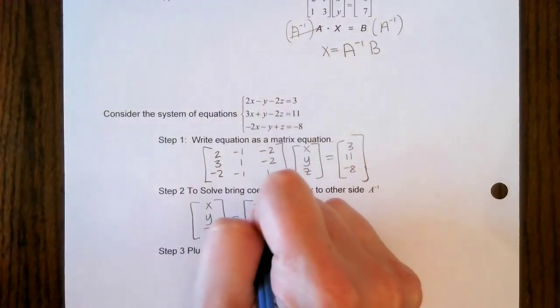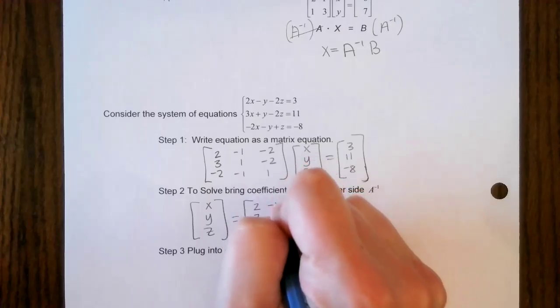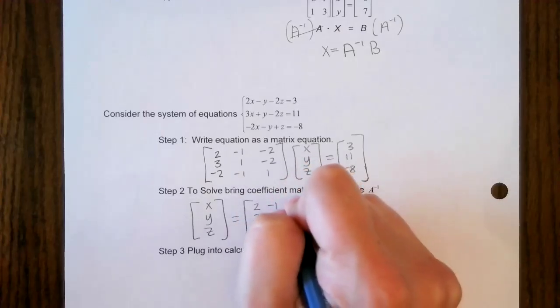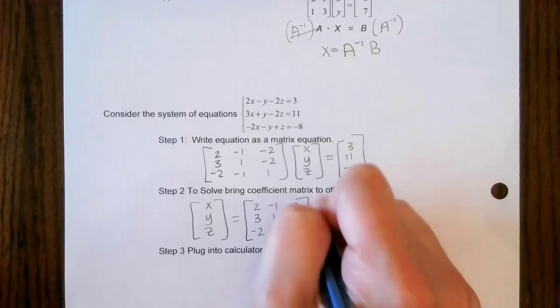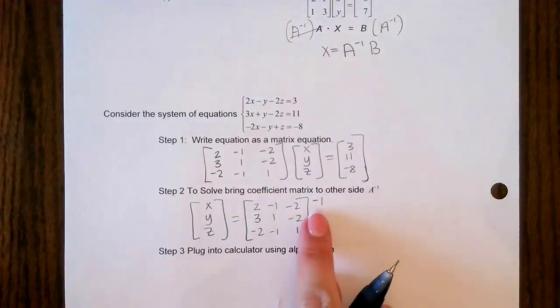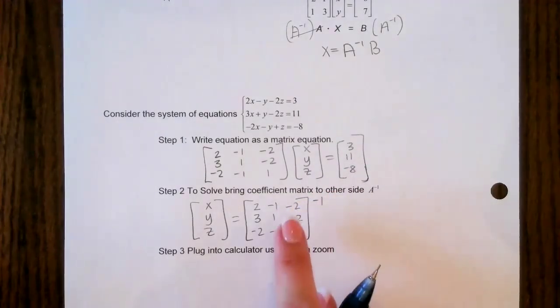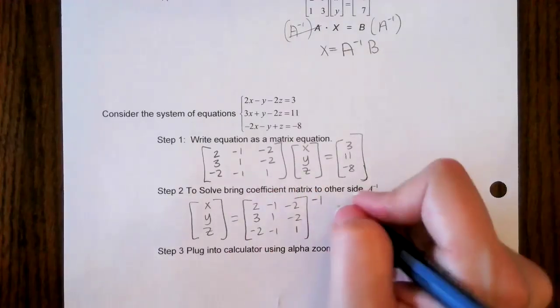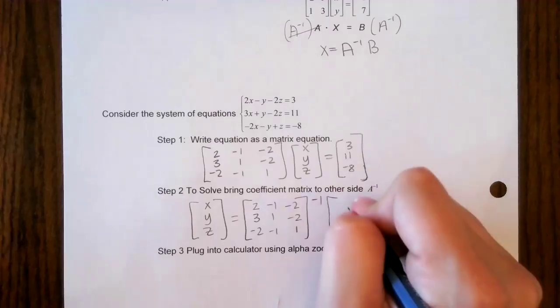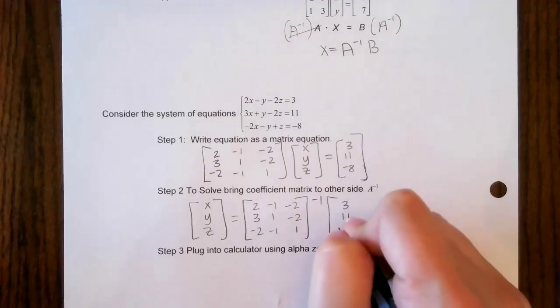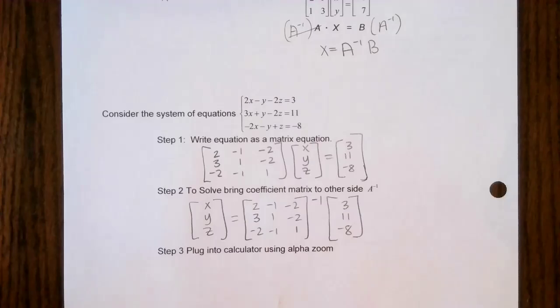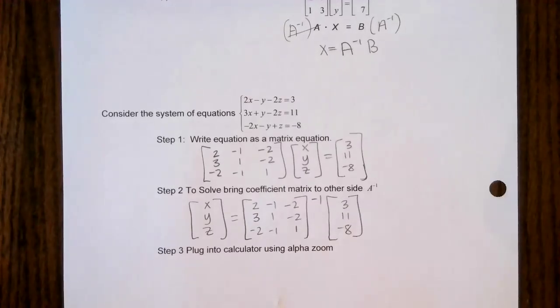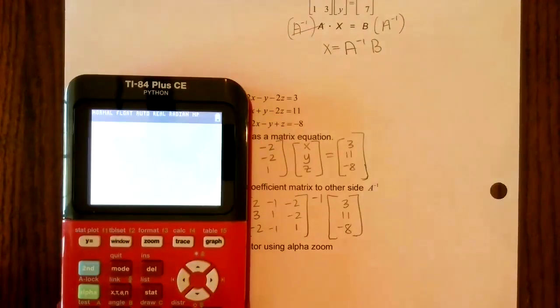So what that does is I'm going to put this matrix exactly the same, but we're going to say inverse by putting that little -1 on the top. That's going to tell the calculator the inverse of matrix A times my matrix B, which is the constant matrix. And then we plug this into the calculator using alpha zoom. And I want to show you how to do that. So we're going to do the steps right here on our calculator.